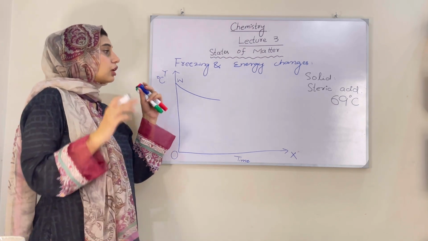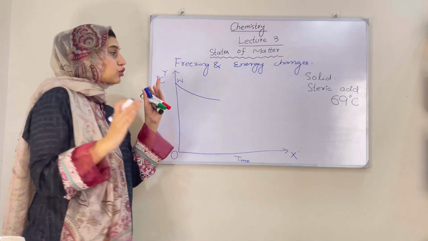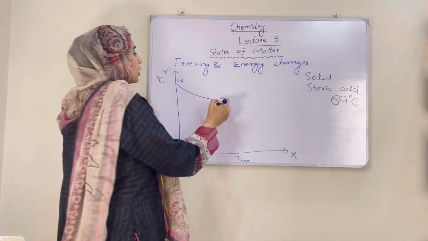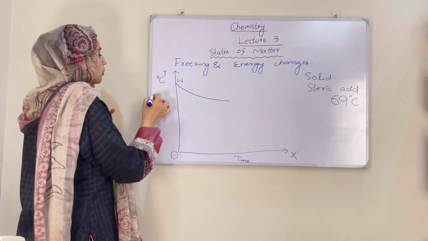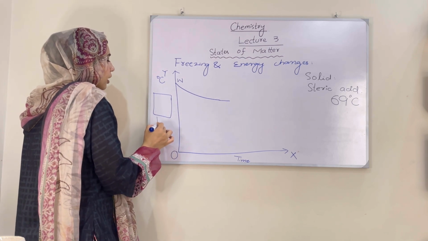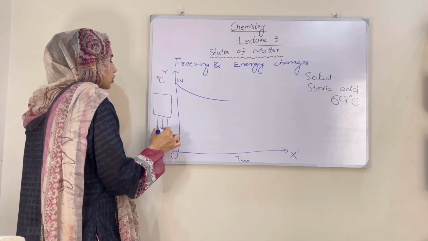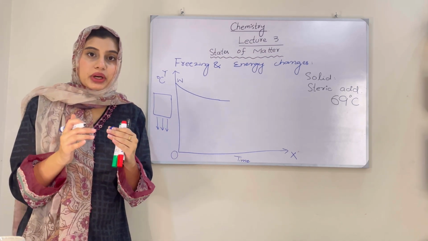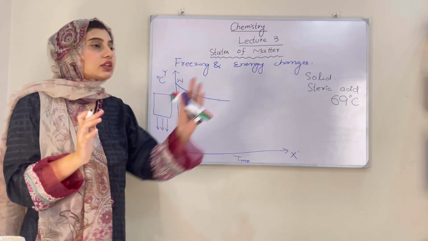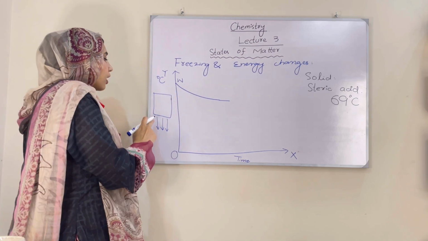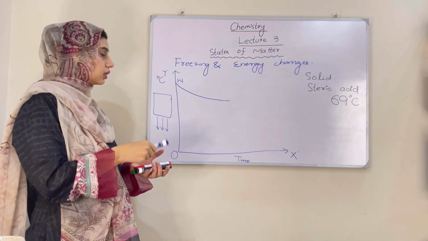This is the point where the stearic acid is in the state of gas. Now at point W, what we are doing, again we have a covered beaker, and now we are decreasing the temperature. We are decreasing the temperature of the particular substance that we have, the stearic acid, which is in gaseous state right now.